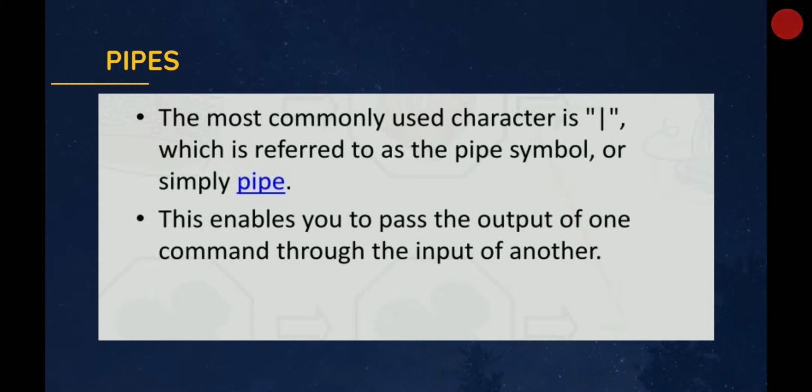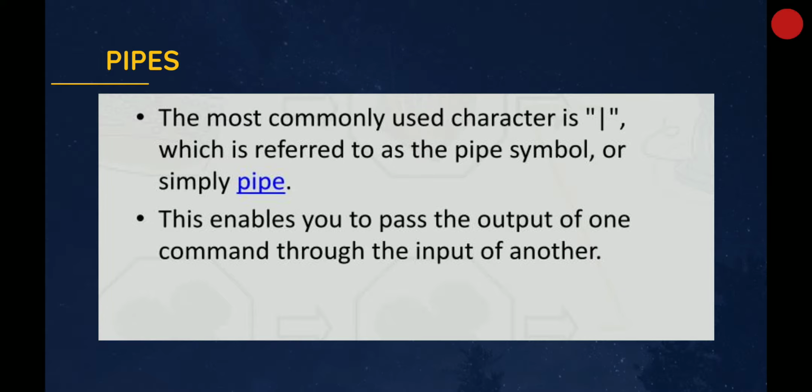Pipes. The most commonly used character is the pipe symbol, referred to simply as pipe. This enables you to pass the output of one command to the input of another. For example, say you would like to do a long directory listing of the bin directory. If you type ls /bin and press enter, the names pass by much too fast for you to read. When the display finally stops, all you see is the last 20 entries or so.